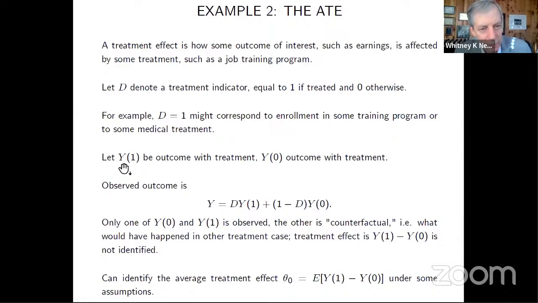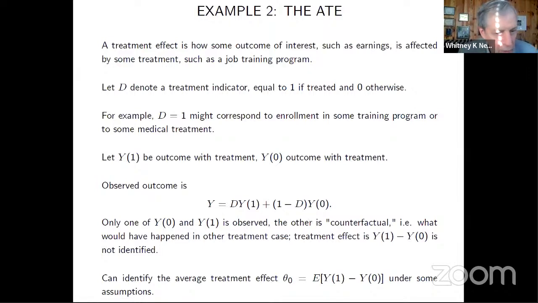A key element of this model is Y1 and Y0, the outcomes with and without treatment. Y1 is the outcome with treatment. Y0 is the outcome without treatment. And then the observed outcome you're looking at is, if you're treated, so D is 1, you get the outcome with treatment. And if you're not treated, so 1 minus D is 1, you get the outcome without treatment.